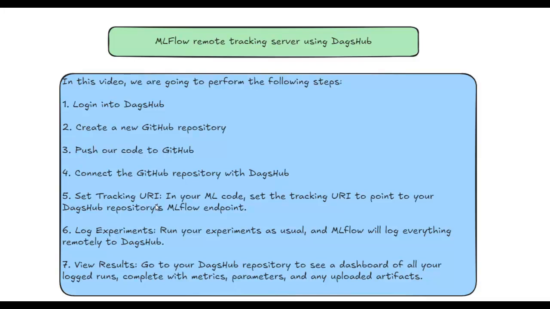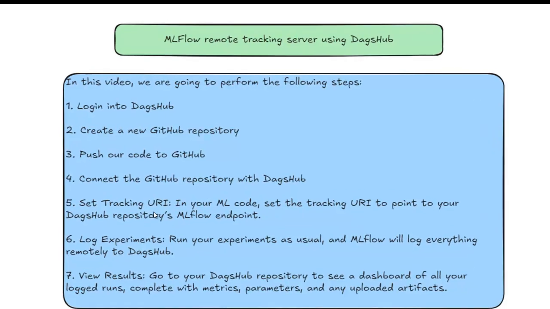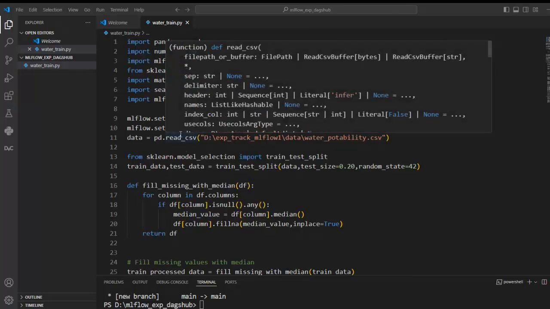Set tracking URI. In your ML code, set the tracking URI to point to your DexHub repository's MLFlow endpoint. Let me show you this. Let's move to VS Code to set the tracking URI. As you know, this is our code.